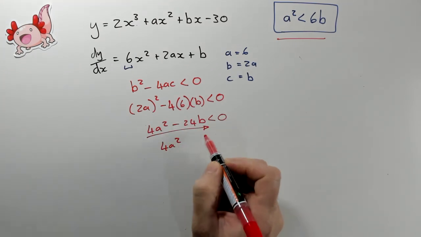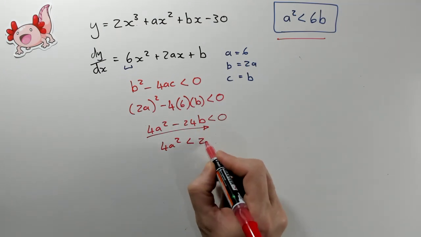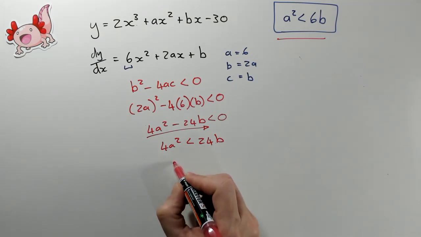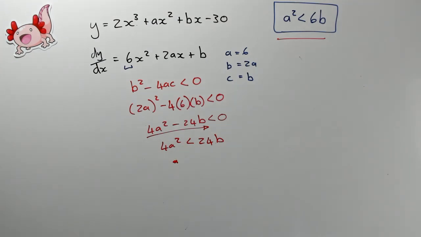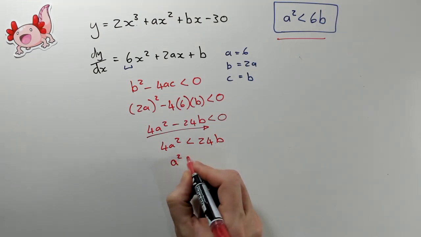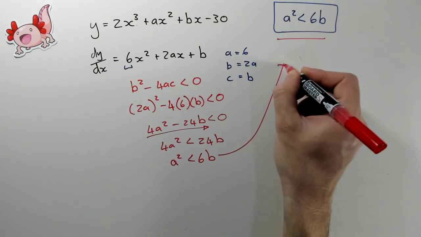4a squared minus 24b is smaller than 0, so taking this over, I add 24b on both sides. Then I have 24b on this side. Now I can just divide by 4, and I would have a squared is going to be smaller than 6b. And this is exactly what we proved.